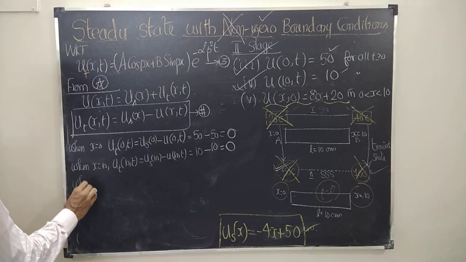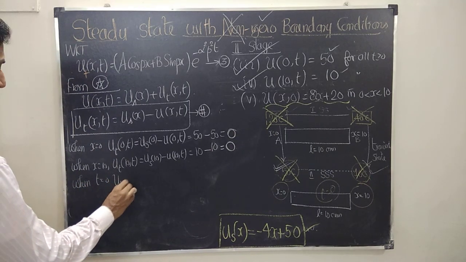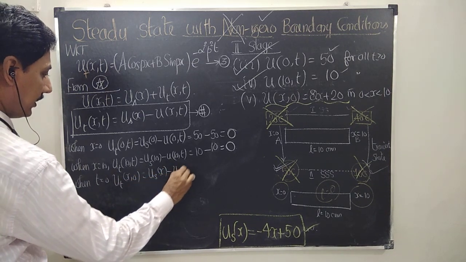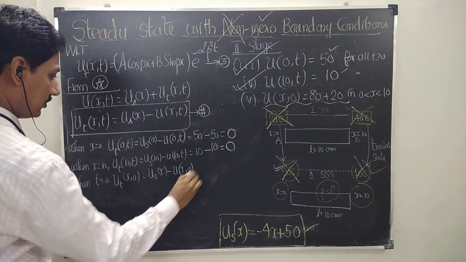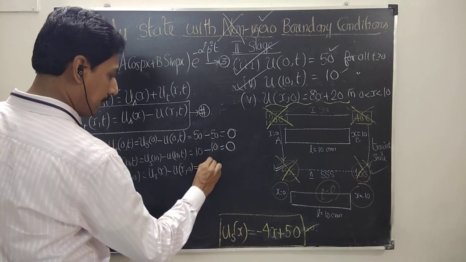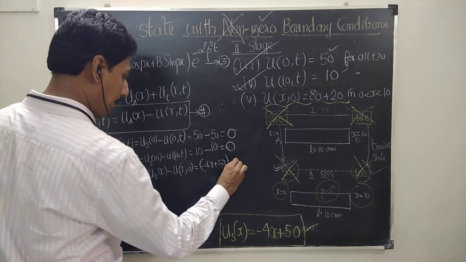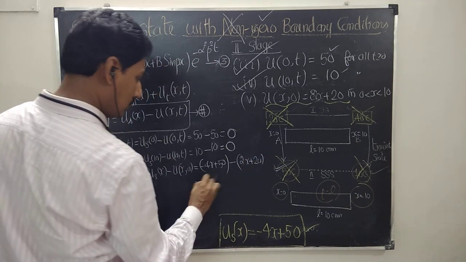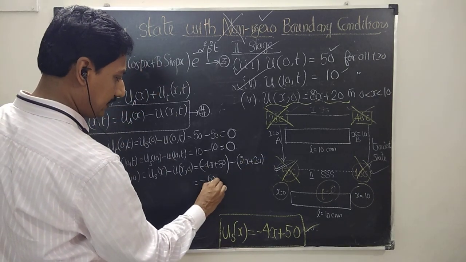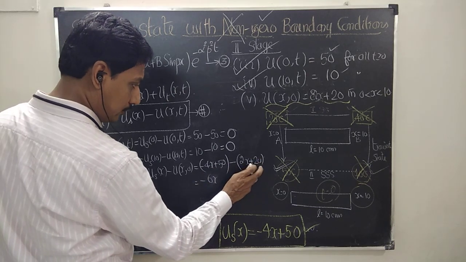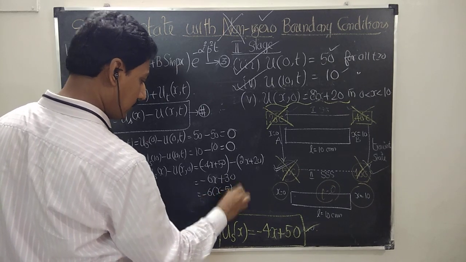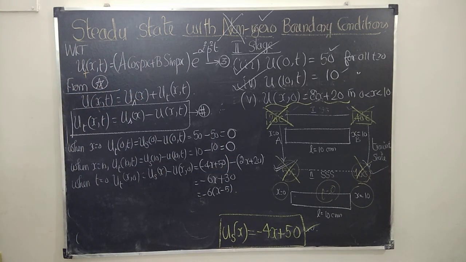What's the third boundary condition? The third boundary condition is when t equal to 0. When t equal to 0, u_t of x comma 0 is equal to u_s of x minus u of x comma 0. What about u_s of x? This one, minus 4x plus 50, minus u of x comma 0, which is 2x plus 20. So minus 4x minus 2x is minus 6x, and 50 minus 20 is plus 30. Otherwise you can take minus 6 outside: x minus 5. So these are the three new set of boundary conditions.